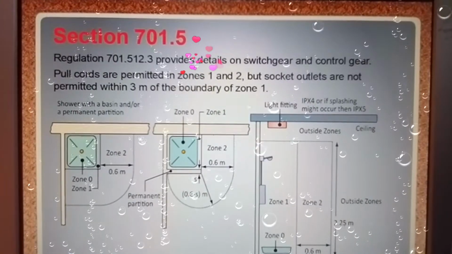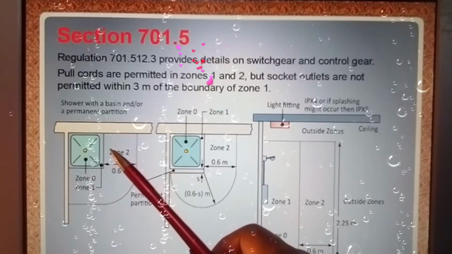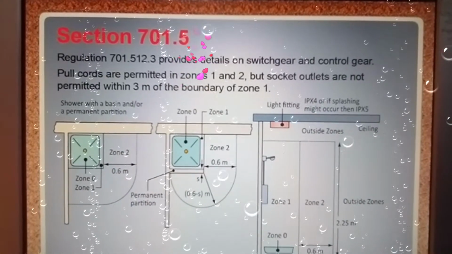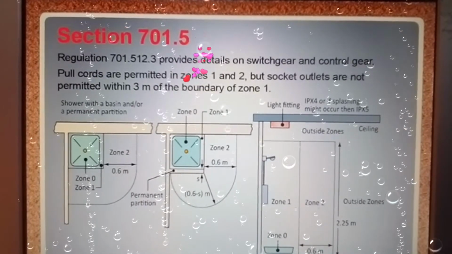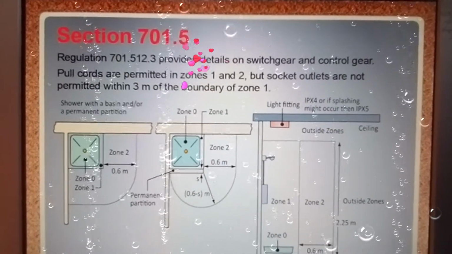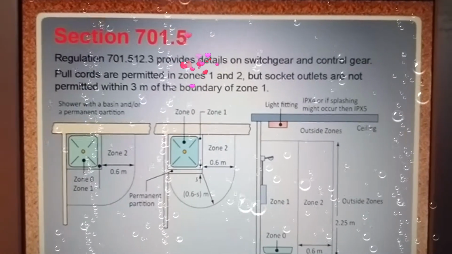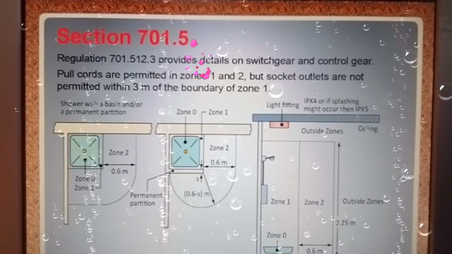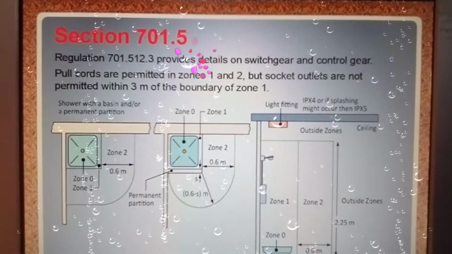And here you can see your relevant zones. Zone 1, zone 2. And it tells you the boundaries where your sockets are permitted. But obviously, I go by the rule that sockets should not be in a bathroom anyway, apart from your shaving unit, basically, or anywhere near a bathroom.